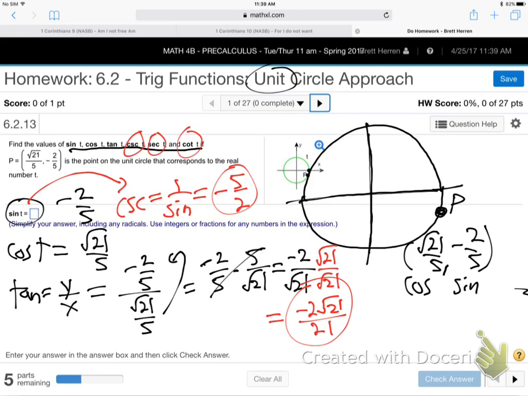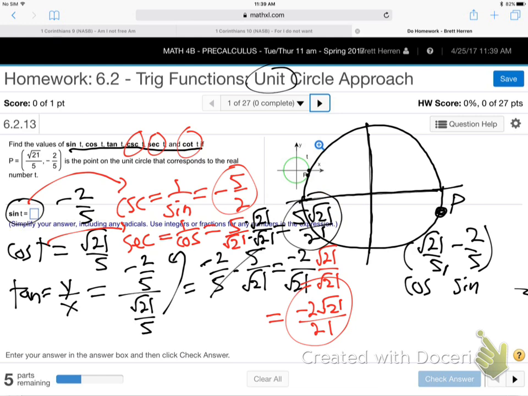And then the upside down of cosine is secant. So it's 1 over cosine. That'll be 5 over root 21. We can't leave it that way, though, because that would be a root on the bottom again. So we've got to get rid of that. Multiply top and bottom by root 21, and you get 5 root 21 over plain 21 for the secant.